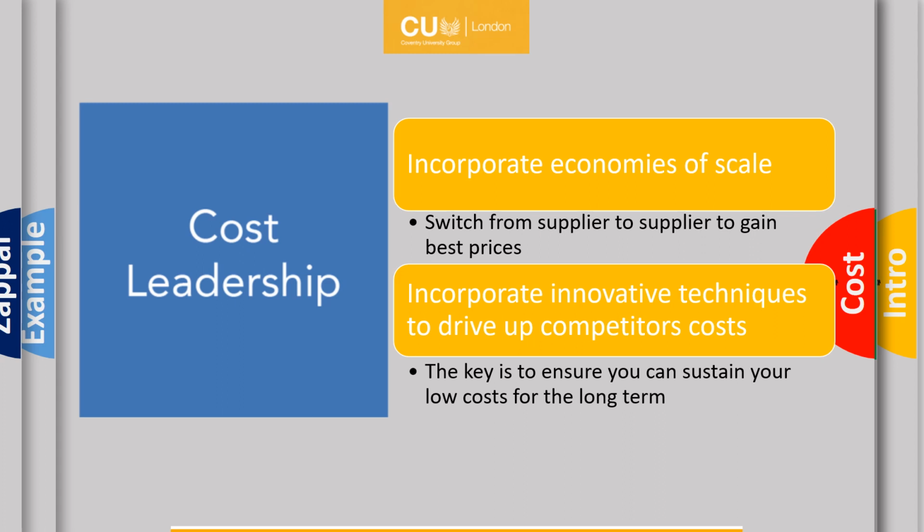Another way that Michael Porter talks about is by switching from supplier to supplier to get the best prices, as long as you have a huge range of suppliers out there. And even trying to incorporate innovative techniques to try and drive up the competitors' costs, so their costs remain high. So their selling prices will be higher than yours, and thus your cost leadership will be maintained, because your products will be at a cheaper price than your competitors.